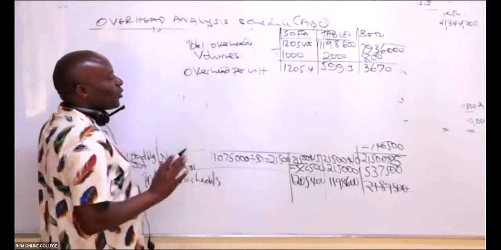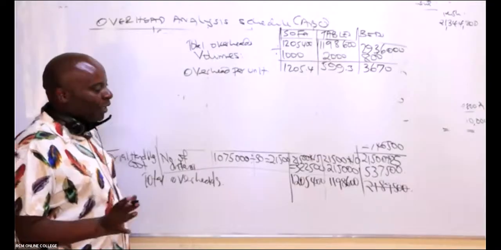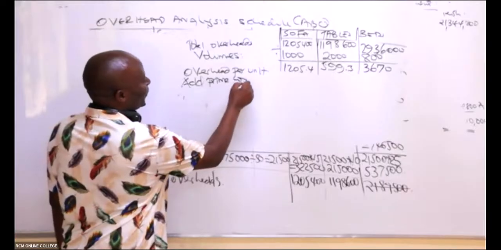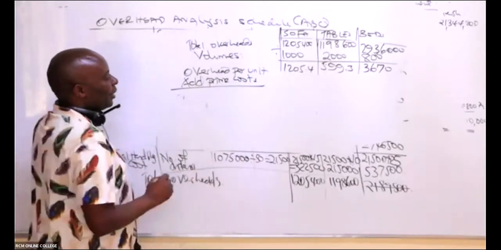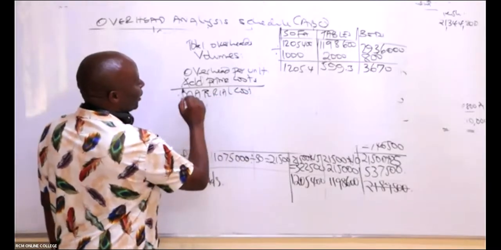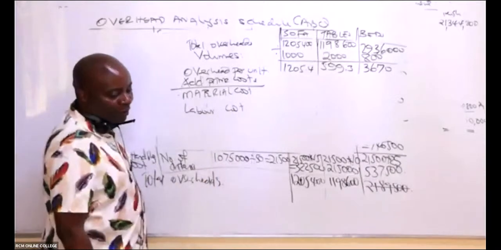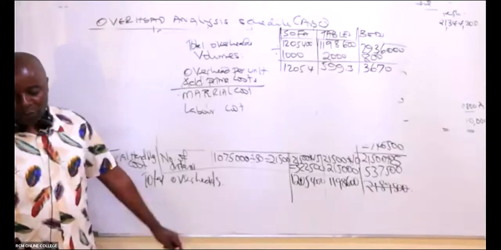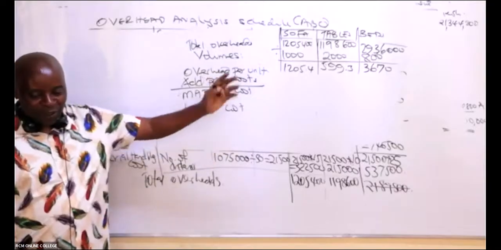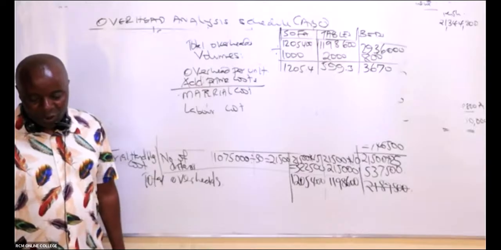So remember, they never wanted us to give them overhead per unit, but the cost per unit. Having got the overhead per unit, I must come and add prime costs. You add prime costs, of which there are only two: material costs and labor costs. I hope those numbers are correct, right? So please read for me the material cost.